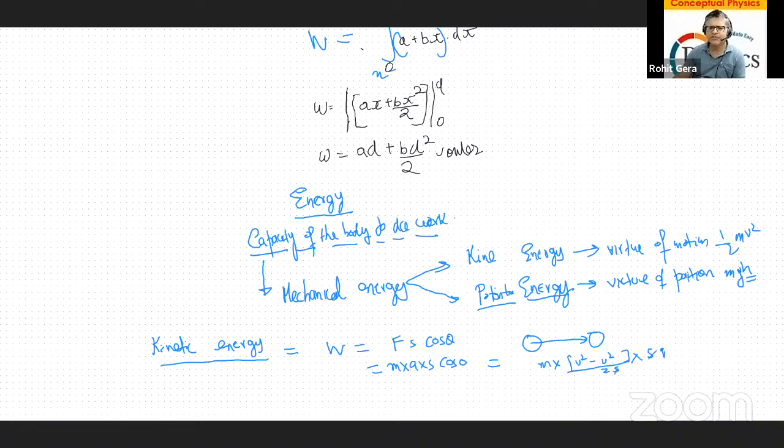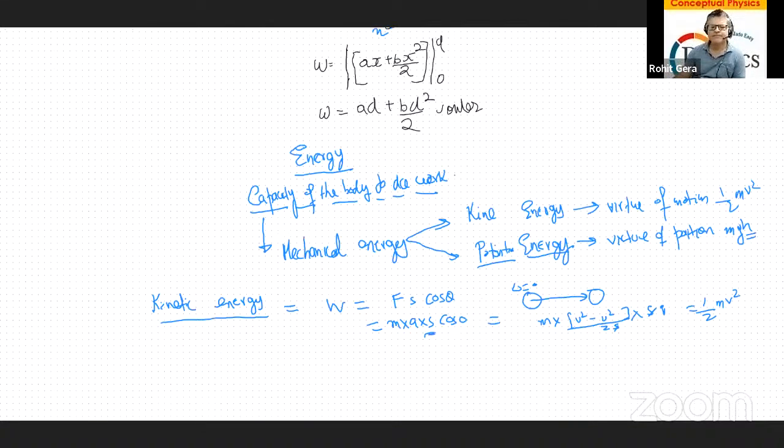Initial velocity was 0. So the kinetic energy of the body after it is accelerated through a distance s is half mv squared. So this is the expression of kinetic energy, that the work done appears as kinetic energy. Okay, so whatever work you have done has appeared as kinetic energy of the body.